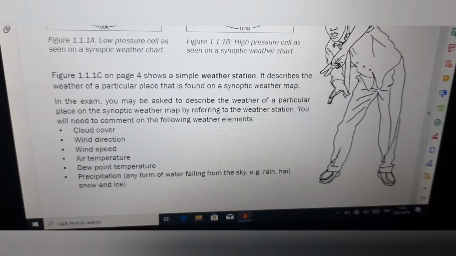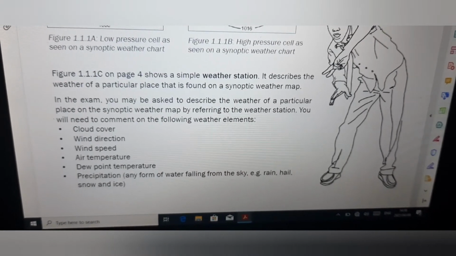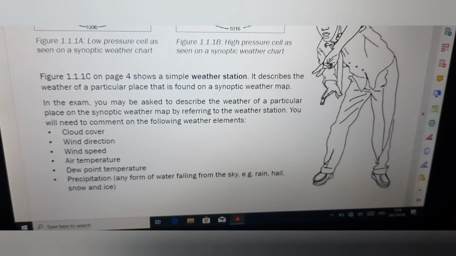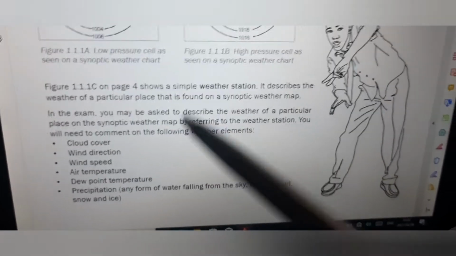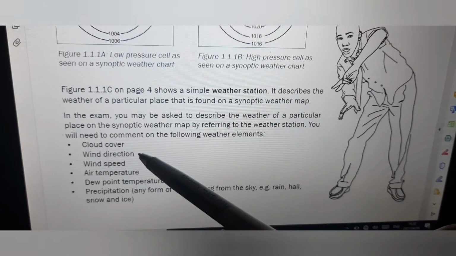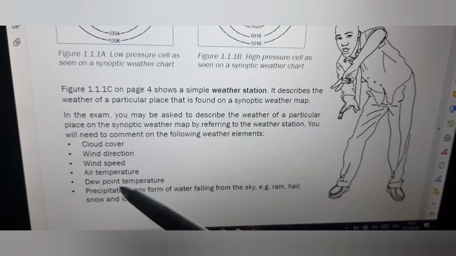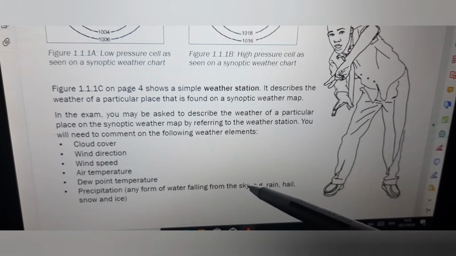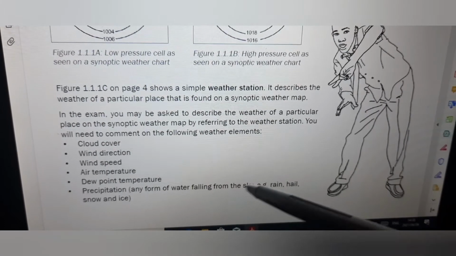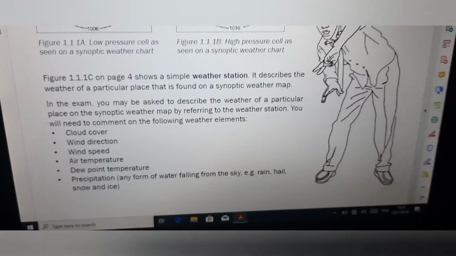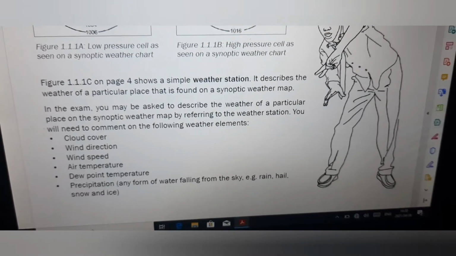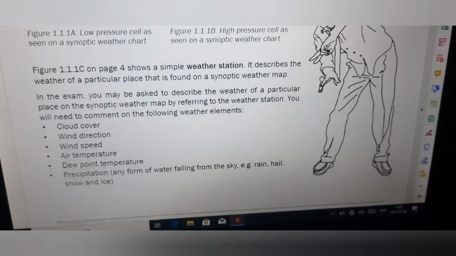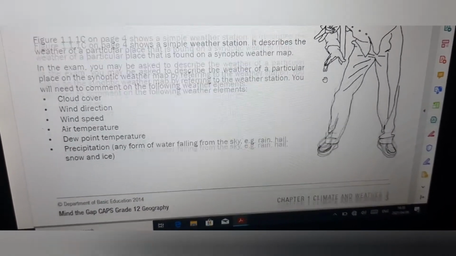So these are very important. You should be able to know, if you're given a synoptic map, what you actually need to look for when they say analyze that synoptic map of a certain or a particular area. So you need to know the cloud coverage, the wind direction, the wind speed, air temperature, dew point temperature, precipitation, any form of water falling from the sky. Any form of water falling from the sky is called precipitation. So now these are the elements that you actually need to describe when they say analyze the weather station of a particular place using the synoptic weather map.